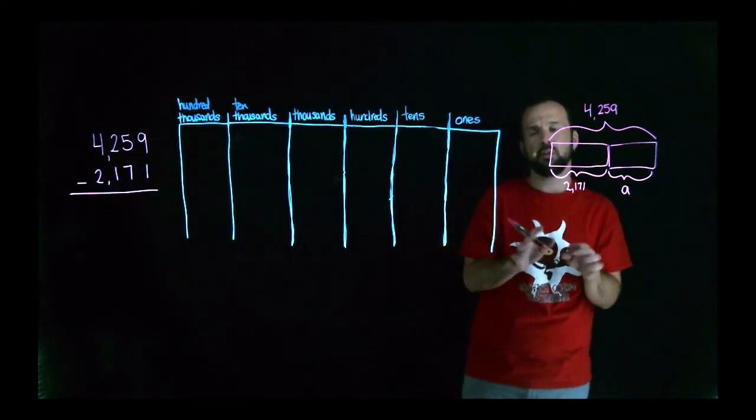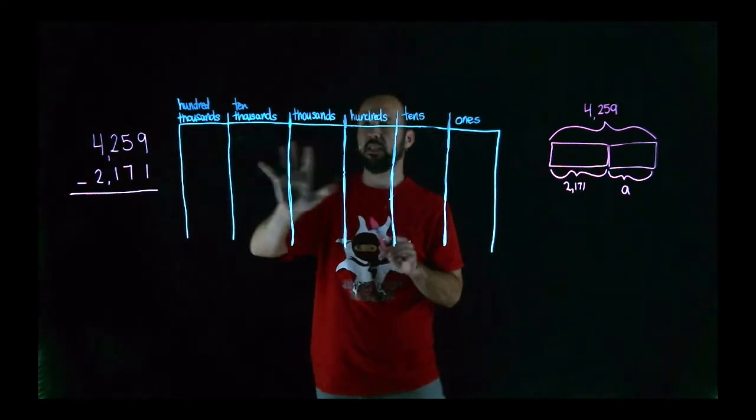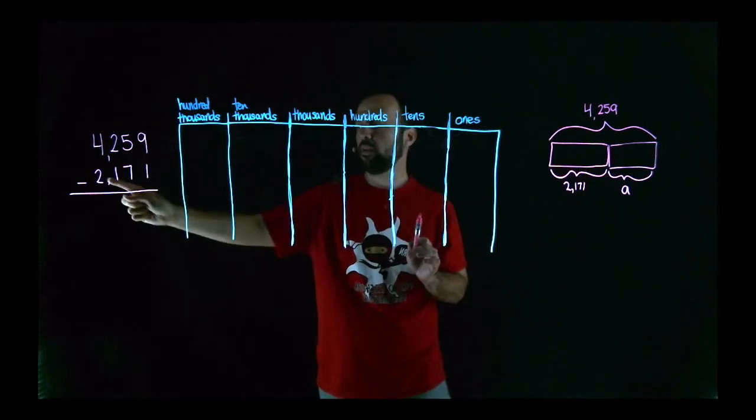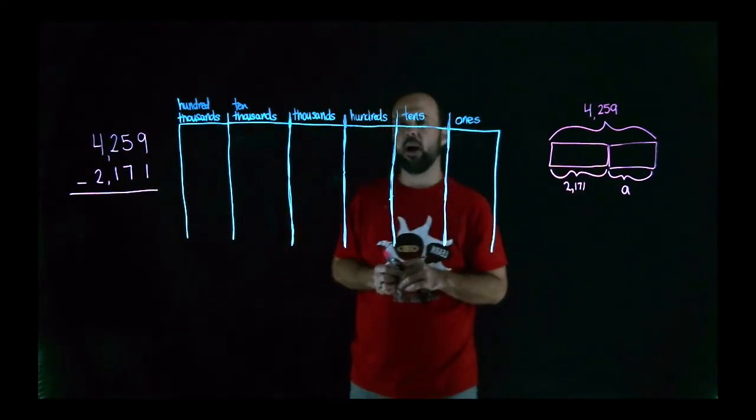The next thing that I want you guys to do is I want you to visually represent 4,259 in the place value chart. We're not going to do 2,171 in the place value chart. Any idea why that might be?